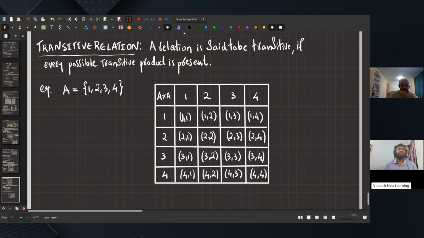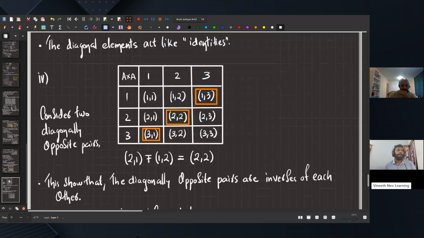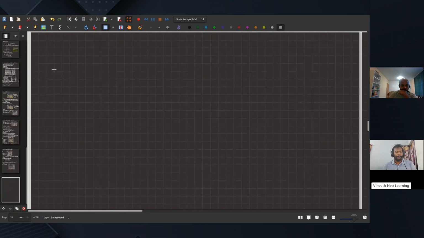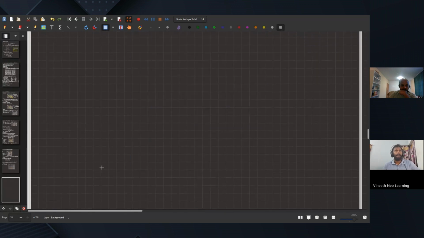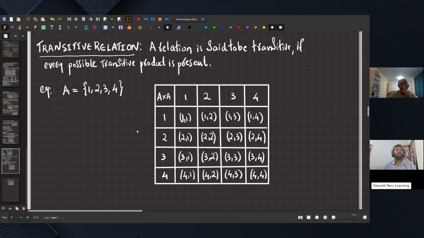Okay, let me first make a few copies. Okay, that's enough. Okay, Joe, I'm going to give you a... Okay, let's first look at the diagonally opposite pairs. What are the diagonally opposite pairs here?